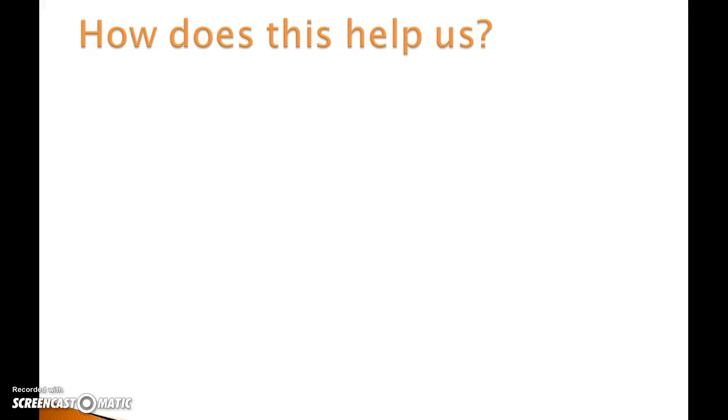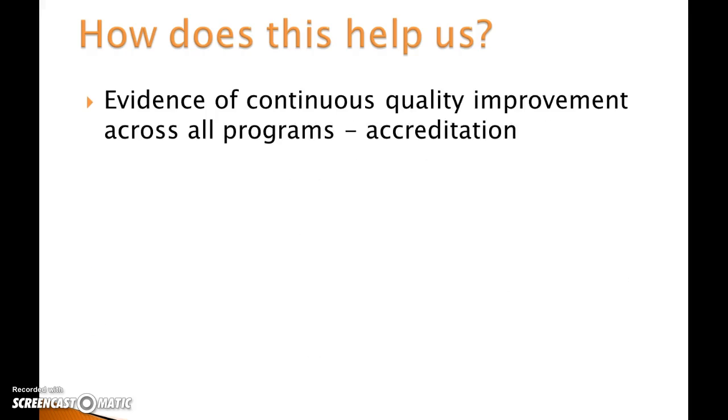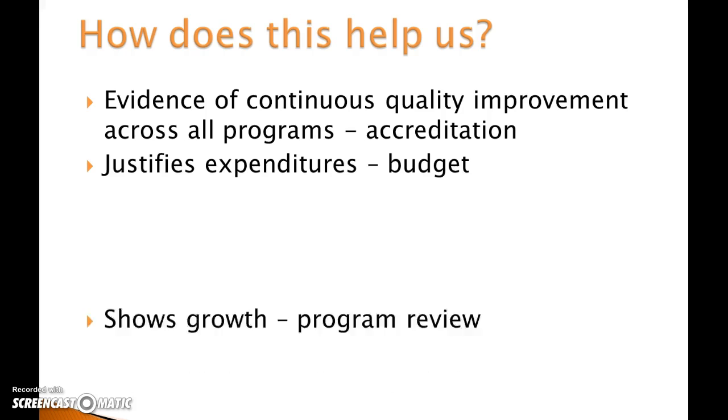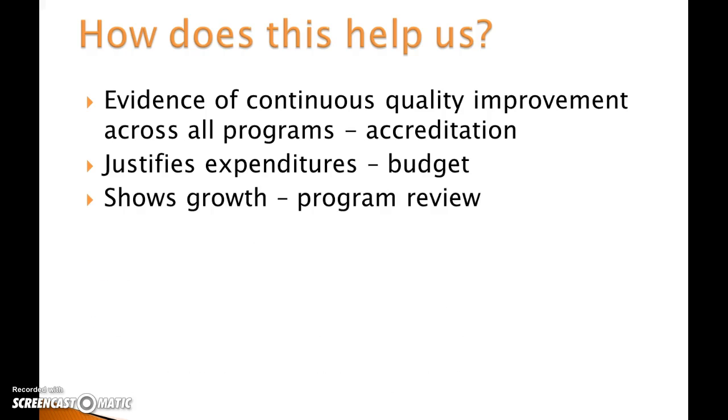So how does this help us? First of all, evidence of continuous quality improvement across all programs is a huge plus for accreditation purposes. Secondly, this type of evidence justifies expenditures in the budget because we can see the growth that happens across the campus in every single program. And lastly, it shows growth for the individual programs for the program review.